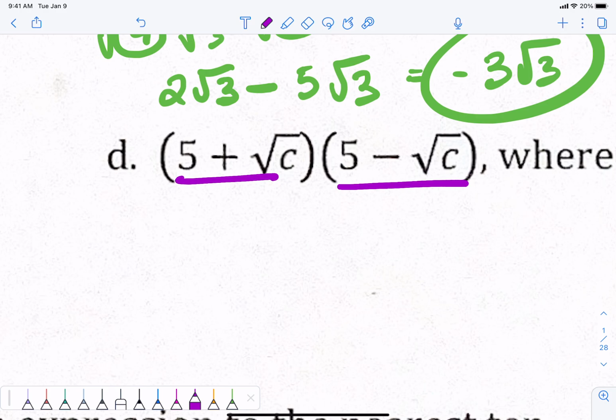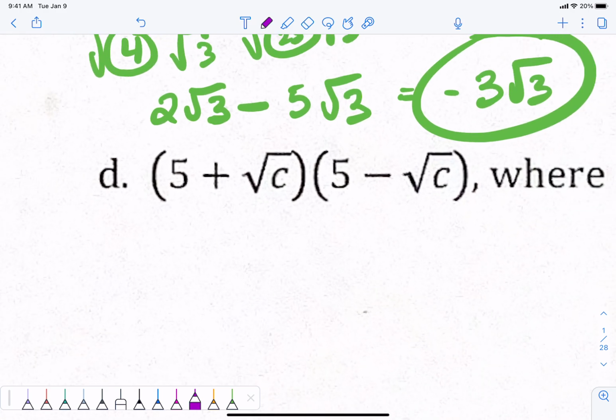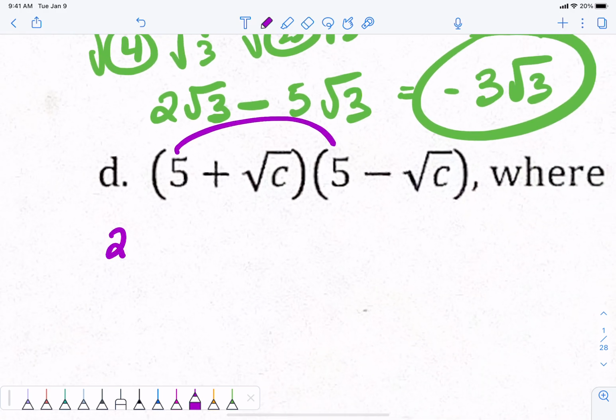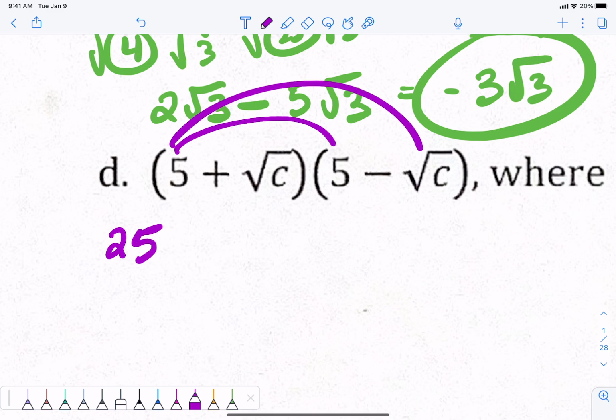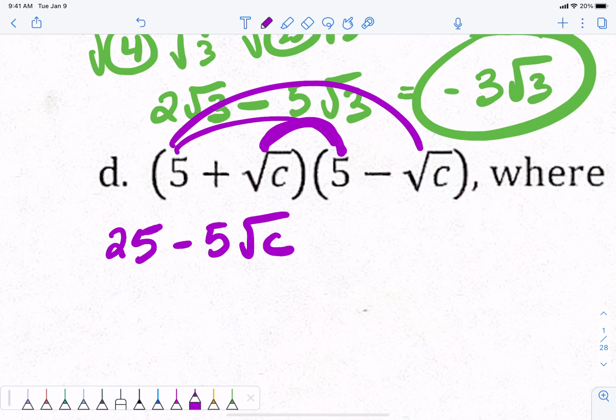Okay, hold on, hold on. Just wait. So let's FOIL. 5 and 5 makes 25. 5 times negative square root of c is minus 5 square root of c. Plus 5 square root of c. Okay, then the inside pieces. And then the square root of c times negative square root of c.